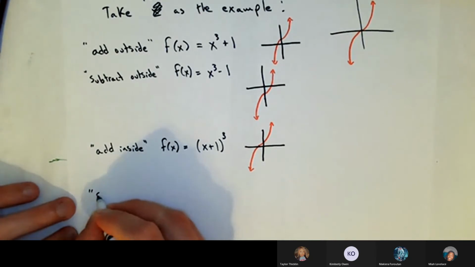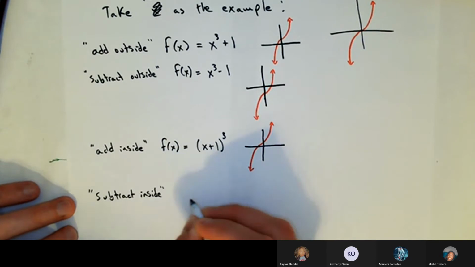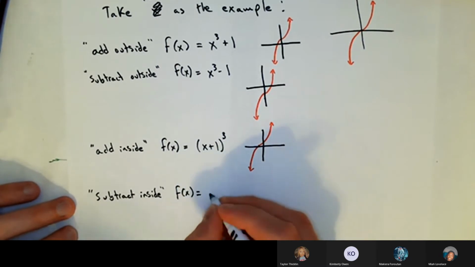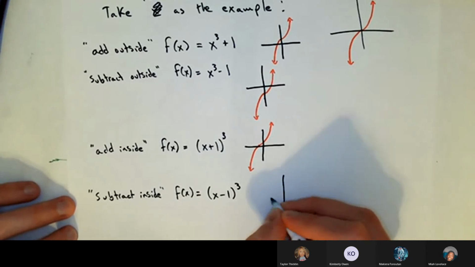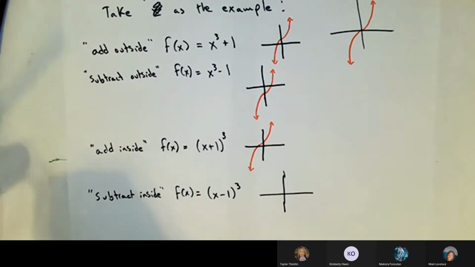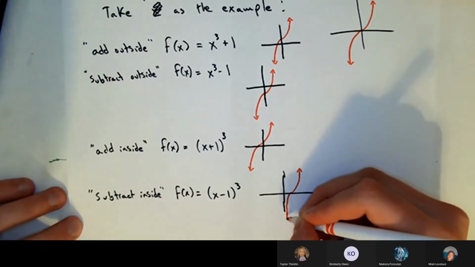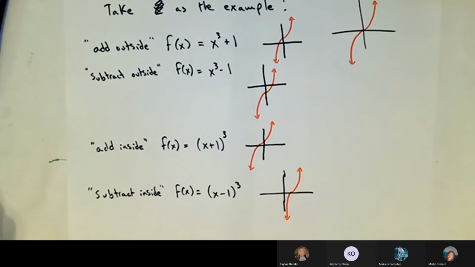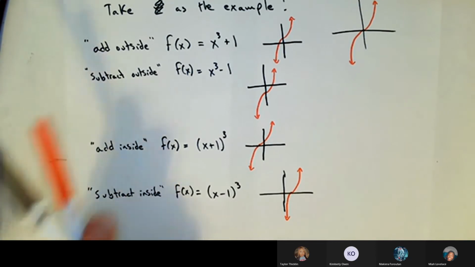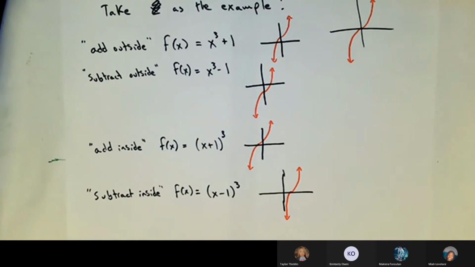Okay, what if I subtract inside? That's going to scoot it to the right. It's going to take this base function and scoot it to the right. So that's what happens when you add or subtract. There's 2 different cases for each of those, outside and inside. Up or down, left or right. Okay.